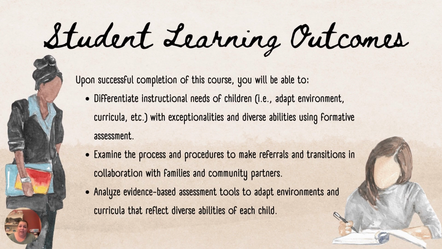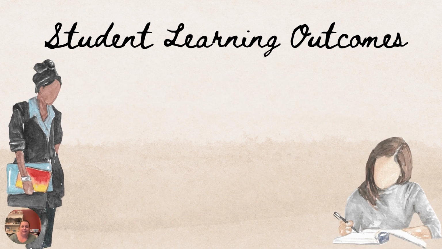And then once you have finished this course, your learning outcomes will be to be able to differentiate instructional needs of children with exceptionalities and diverse abilities using formative assessment, to examine the processes and procedures to make referrals and support transitions in collaboration with families and community partners, and to analyze evidence-based assessment tools to adapt environments and curricula that reflect the diverse abilities of each child.